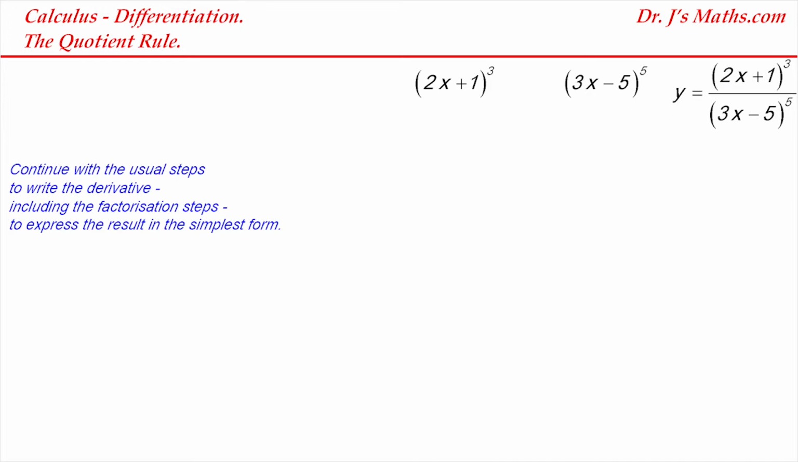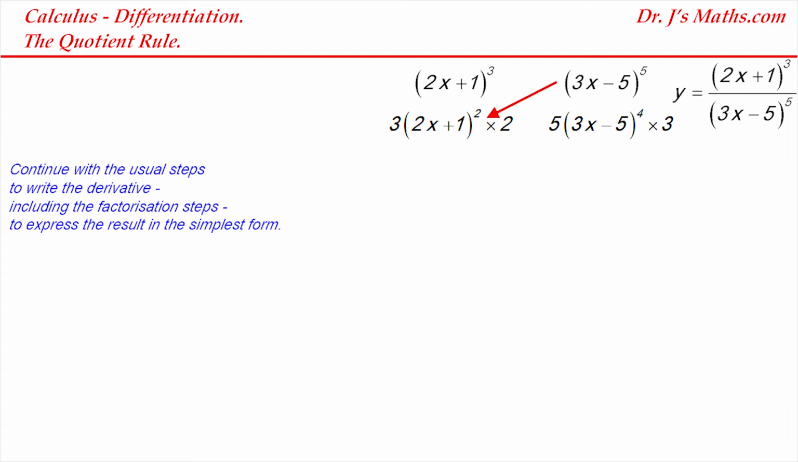Differentiate the numerator term, so 3 comes down the front, 2x plus 1, take 1 off, squared, times the derivative, which is 2. 3x minus 5 to the fifth, differentiate, 5 comes down the front, rewrite the brackets, take 1 off the index, multiply by the derivative of 3x minus 5, which is 3.